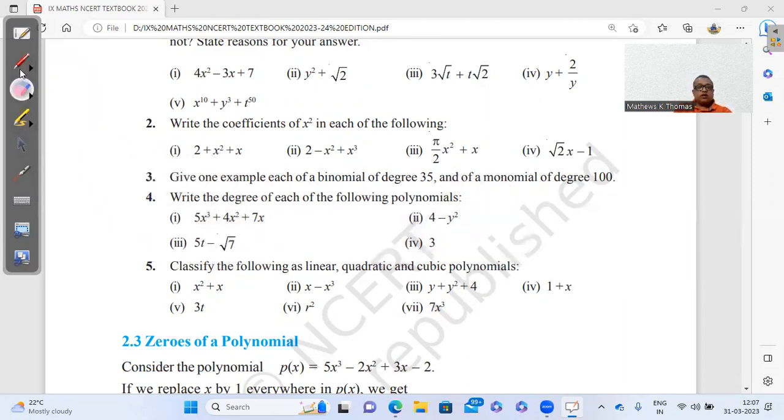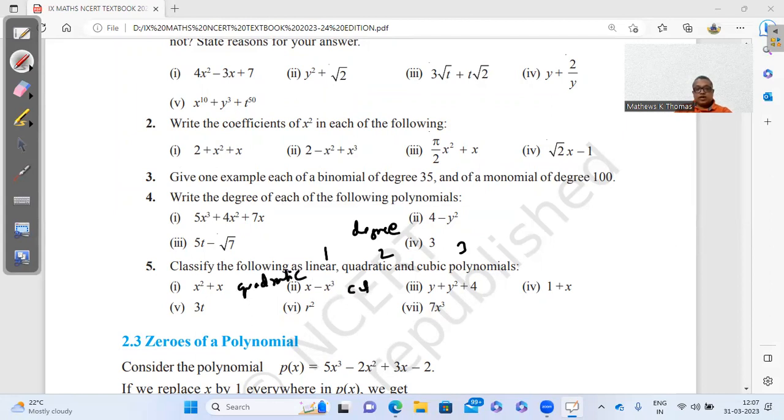Classify as linear, quadratic, and cubic. This also we explained in the beginning of the video. Linear means the highest power, that is the degree, is 1. Quadratic means the degree is 2. And cubic means degree 3. So what is the degree here? The highest power is 2. So this is going to be a quadratic.